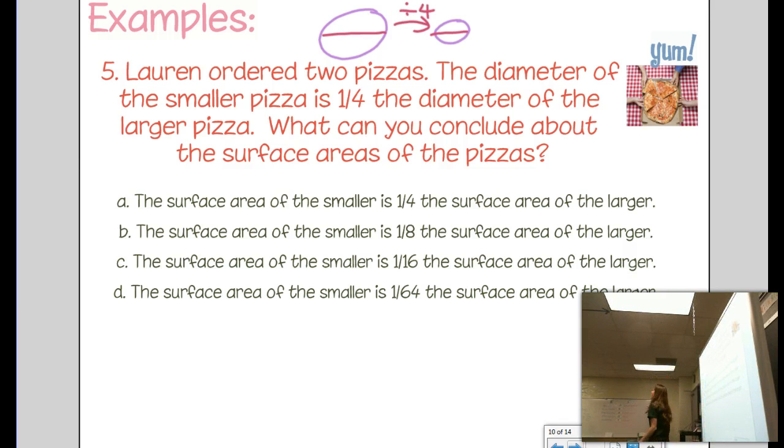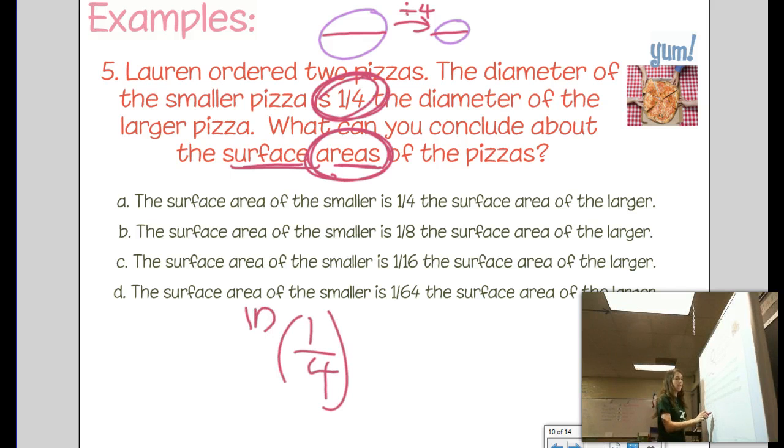Hey, wait. Is diameter 1D or 2D? A diameter, is it a 1D or a 2D figure? Just a length. So yeah, it's 1D. So in 1 dimension, it's 4 times smaller. That's just 1D. What is this asking about? What can you conclude about the surface areas? How many dimensions is an area? 2D. So we need to take that 1/4, which is a 1D value, and convert to 2D. How? Squared. Thank you, Kenneth.